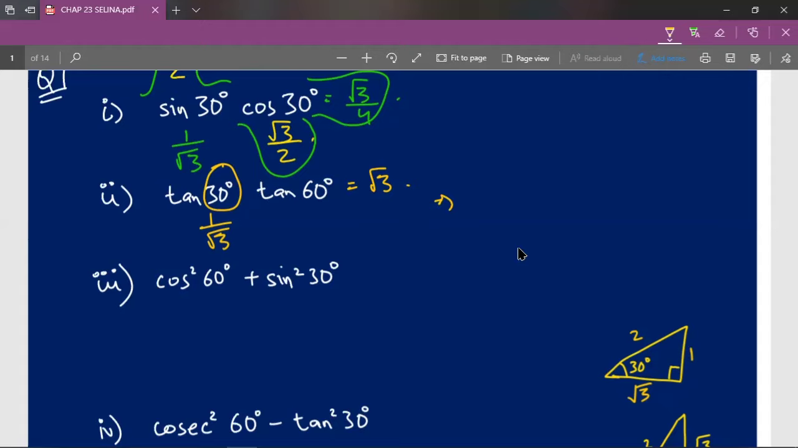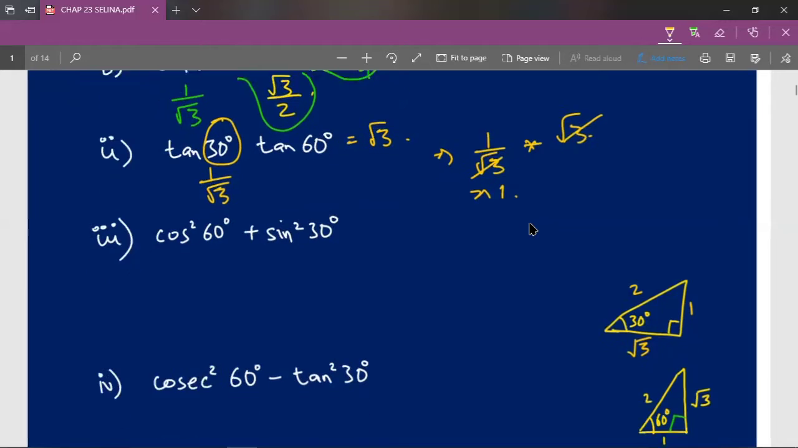To further solve this question, we will add a multiplication symbol, as I've said before: 1 upon root 3 into root 3, which is root 3 by root 3, and our final answer will be 1.